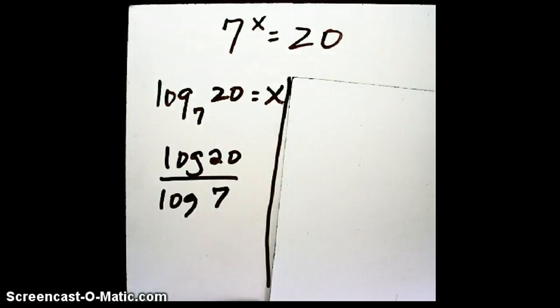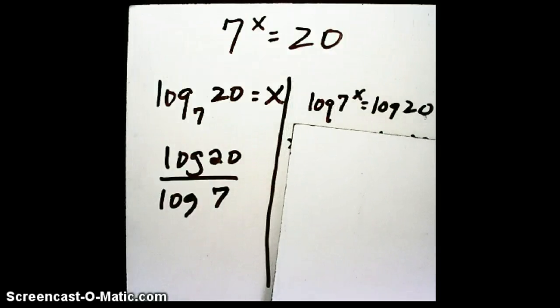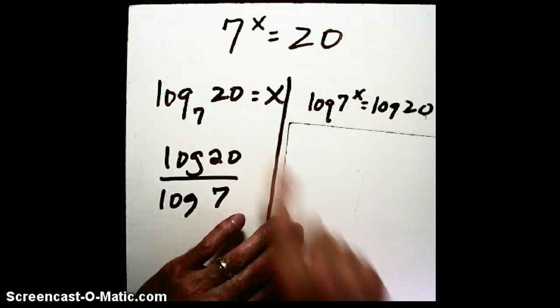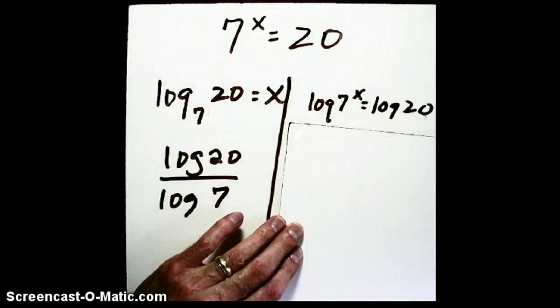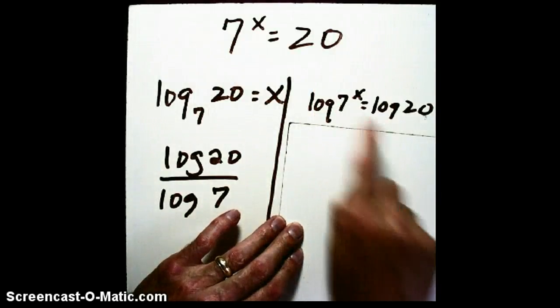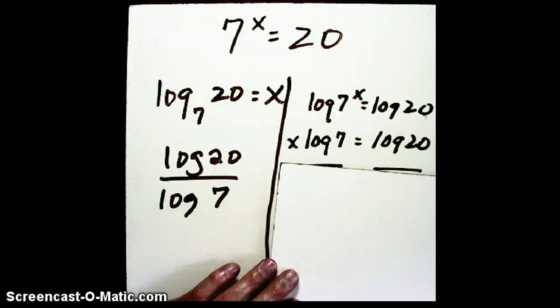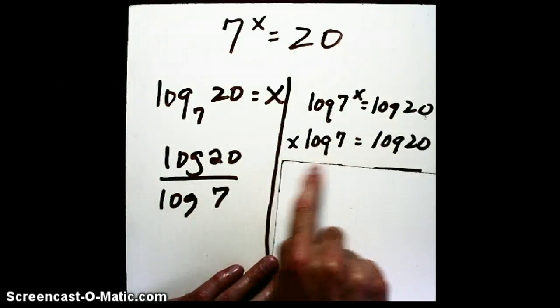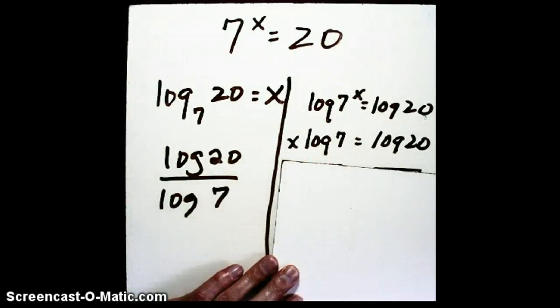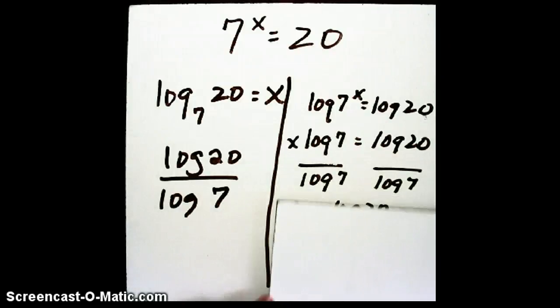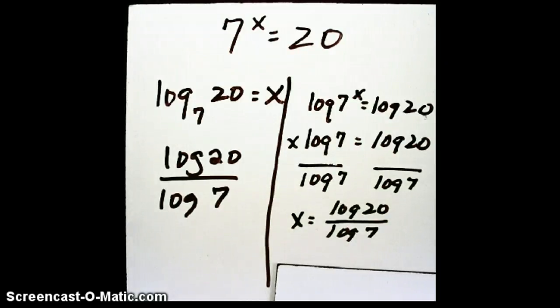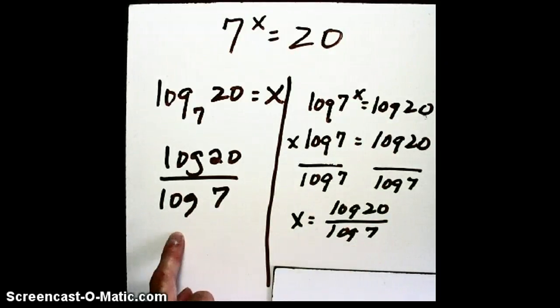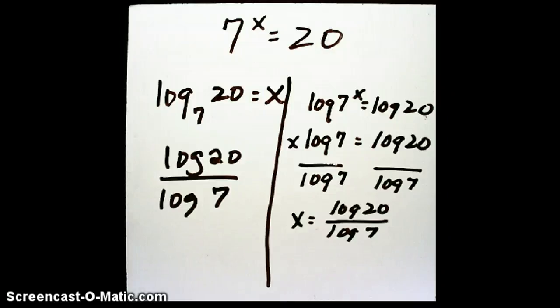Another way to do that problem is to take the log of both sides. If I take the common log of both sides, notice I could use the power rule. Then I could just move that x to the front. It's just x times some number, and I just divide both sides by log of 7, and lo and behold, I have that answer. Notice this answer matches that answer. So keep that in mind.